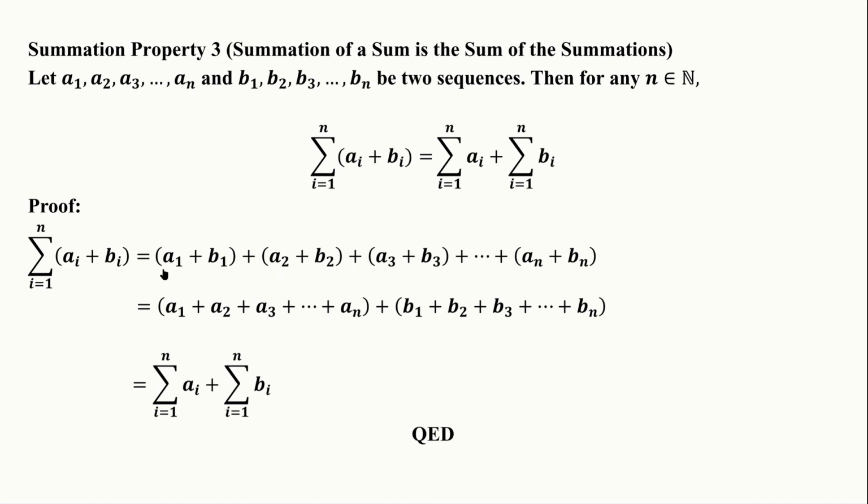Now look, because it's a sum, I can use associative and commutative properties to put all the A's next to each other and then put all the B's next to each other like that, right? So what is this? Well, that's the sum from i equals 1 to n of a_i. And what is this? The sum from i equals 1 to n of b_i. And that's it, we've proved it. That's what we were trying to prove, right?